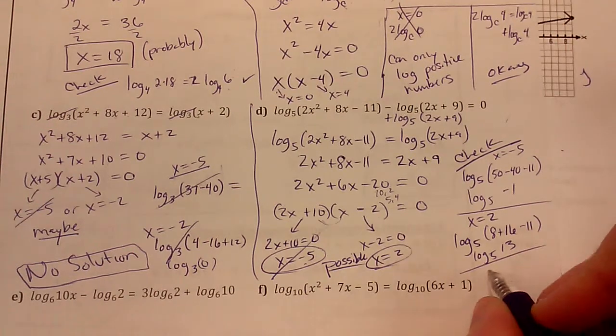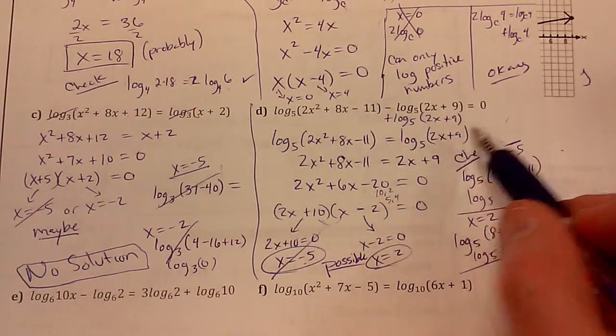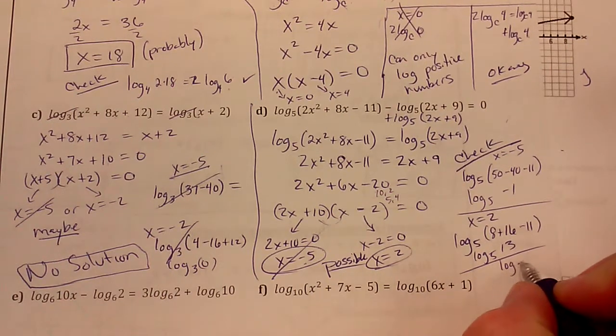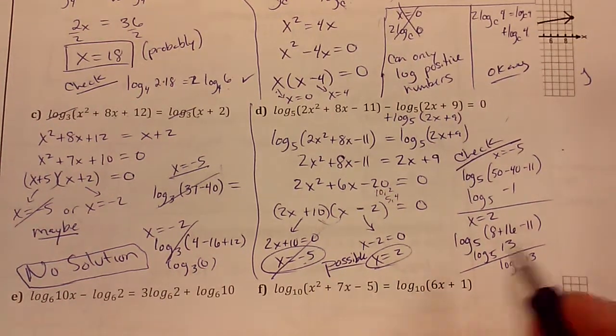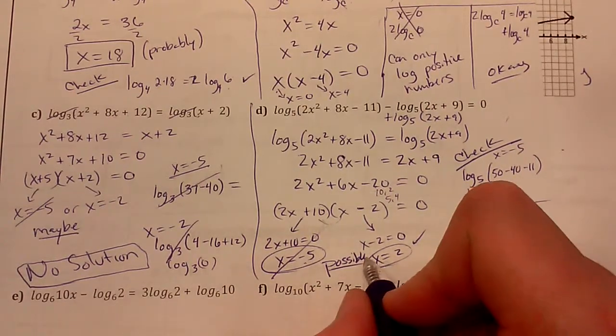That's the left side. On the right side, I put in a 2 here, and I get 4 plus 9 is log base 5 of 13. I get the same thing. Awesome. All right, so that one worked. So that's my answer. X equals 2.